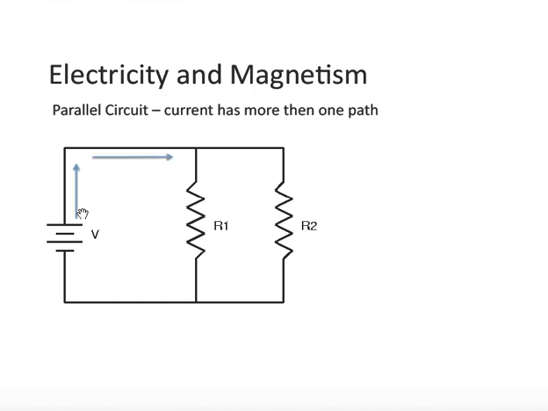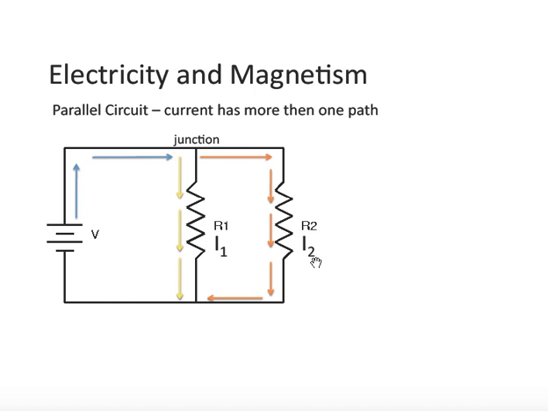And so let's begin our path. Current leaves the positive terminal, and as soon as it hits this point, it's going to go two different ways, because that point is called the junction. So it's going to go through load 1 and then through load 2. We're going to call the current through load 1 I1 and the current through load 2 I2.